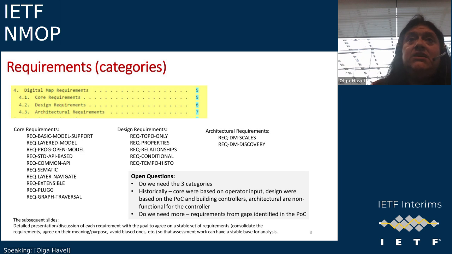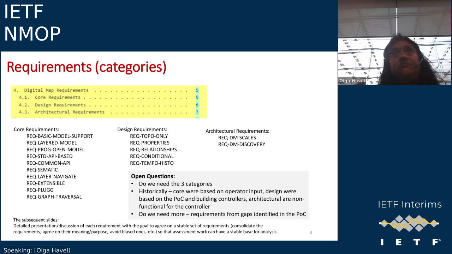Design requirements were some which were added during the POCs and hackathons as something considered important for the design of this API, and the architectural requirements were the ones added as non-functional ones for scale. And an important one for the content of the digital map data: whether it contains up-to-date, real-time information, that having polling is not sufficient, that we do need to have initial information, and then that all changes have to be reflected. So these are the categories. I'm not sure whether it makes sense to keep these categories going forward, but I just explained the reason for having these categories.